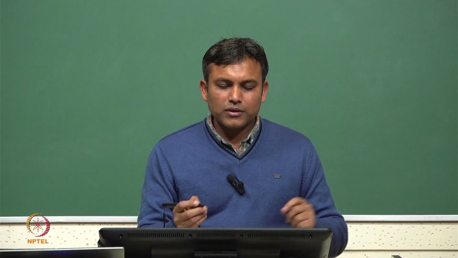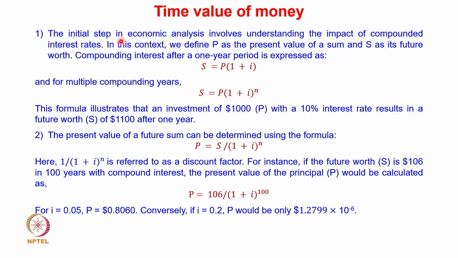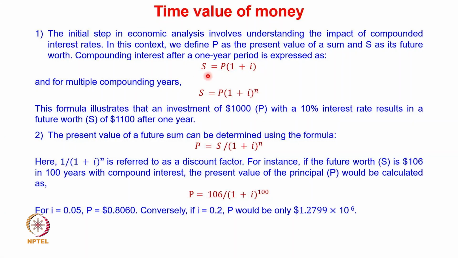Okay, now let's look at the time value of money. The initial step in the economic analysis involves understanding the impact of compounded interest rates. So in this context we define P as the present value of the sum and S as the future worth. So compounding interest after 1 year is expressed as follows. If I am having P amount today, what will be its worth after 1 year, that we are calculating using this equation. So S is nothing but the value of this money after 1 year. S will be given as P into 1 plus I, where I is the interest rate.